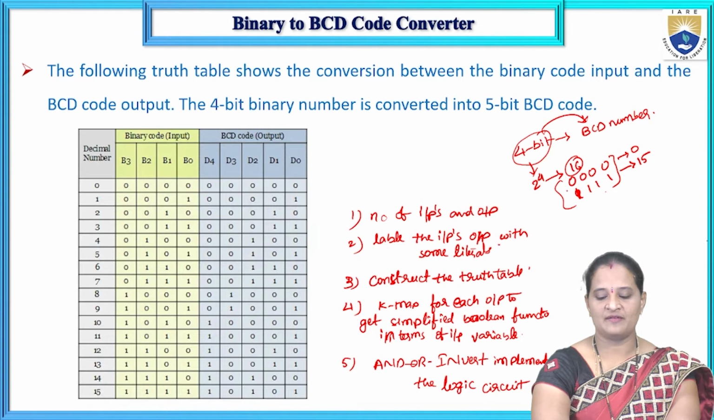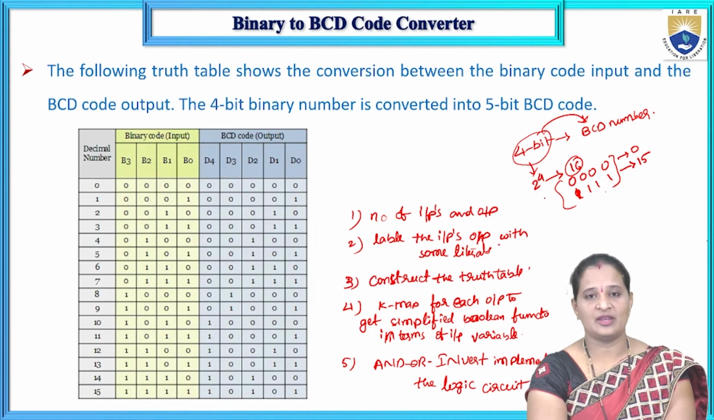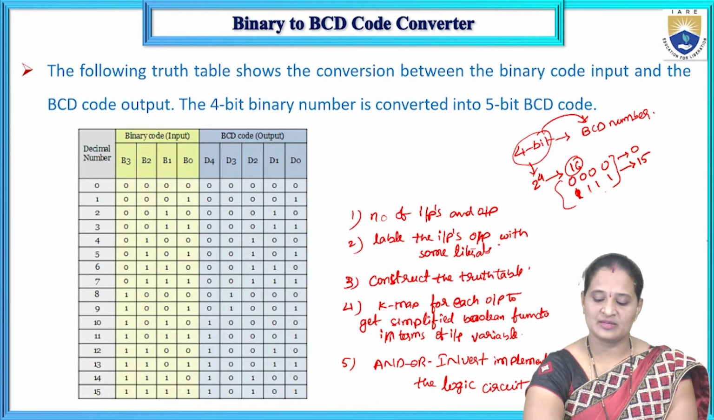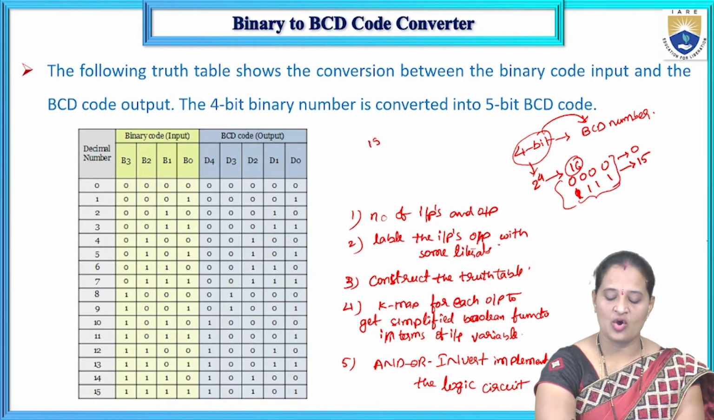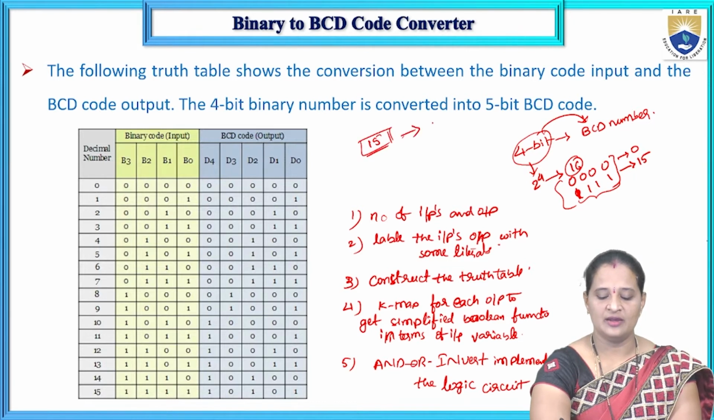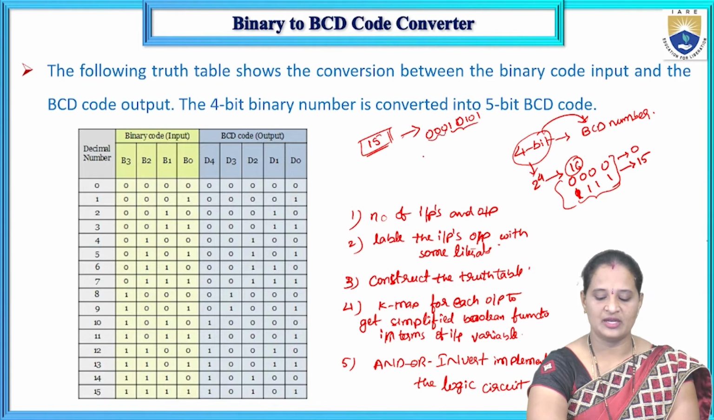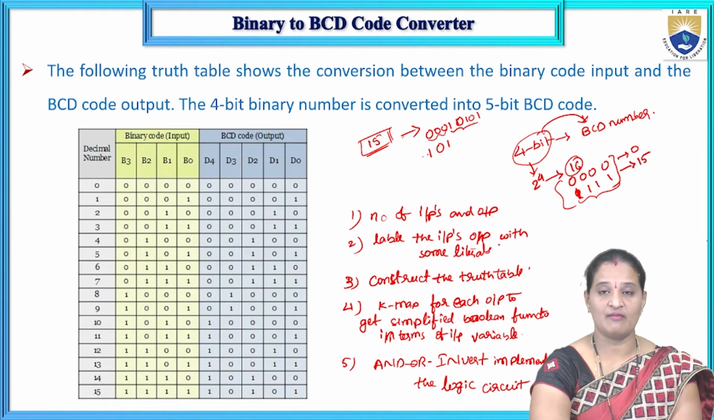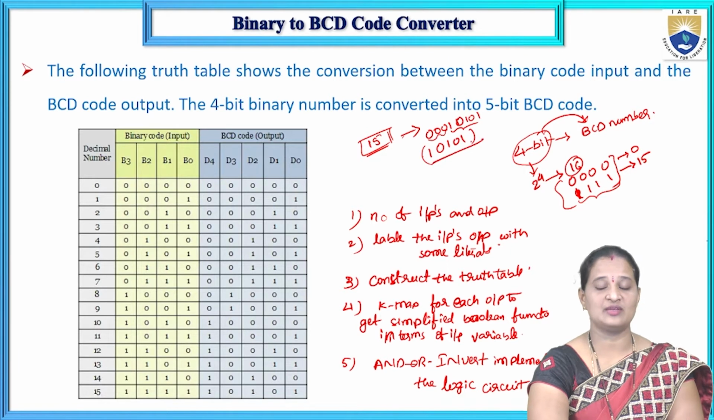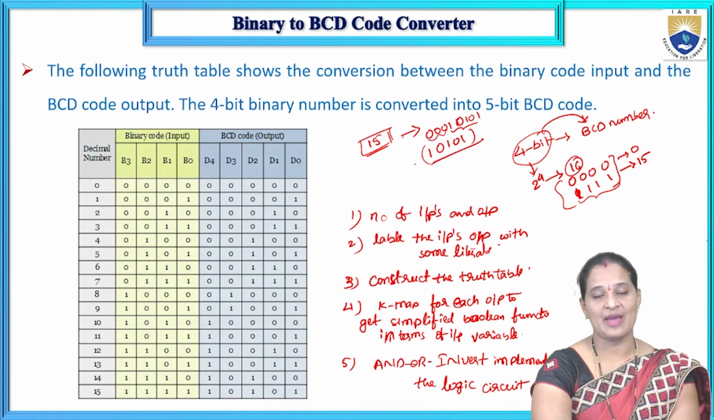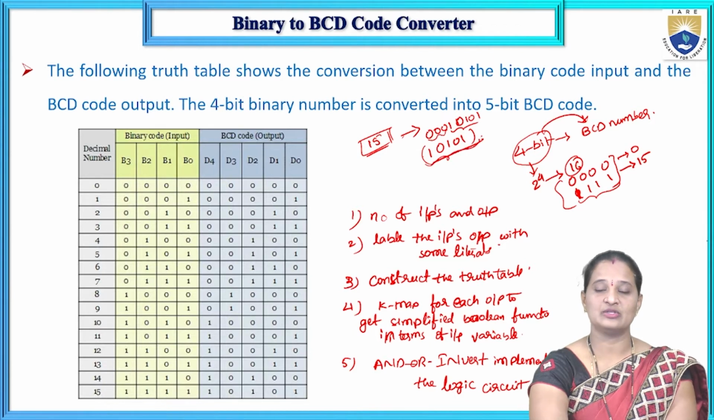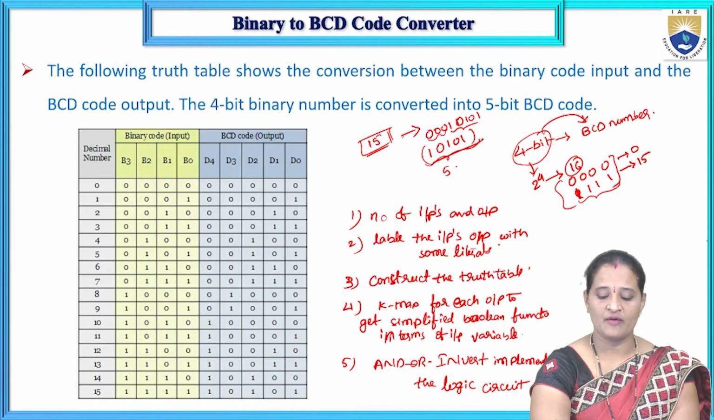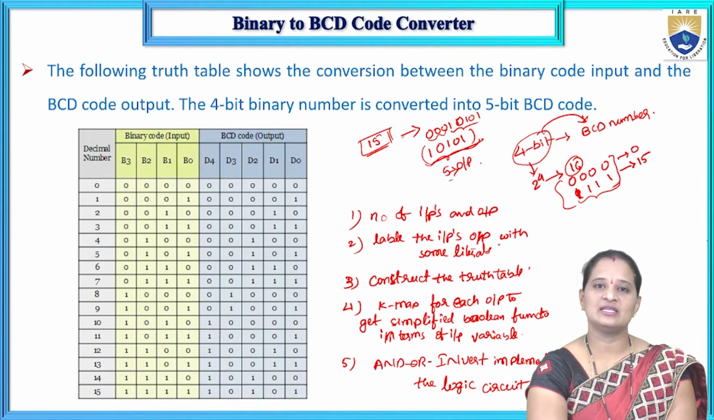So now I have identified that I want to design a 4-bit binary to BCD code converter. What is the maximum value of a 4-bit binary number? 15. How can I represent 15 in BCD? 15 can be represented in BCD as 0001 0101, so the leading zeros can be neglected. The BCD code for 15 is given by 10101. So what is the maximum number of bits in the BCD code to represent the maximum value of a 4-bit binary number? 5 bits. That is how we decide the number of outputs. So it is a 5-bit output.